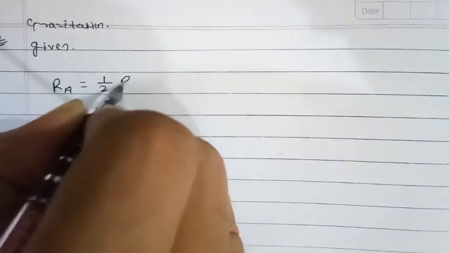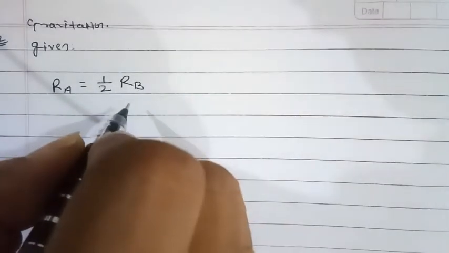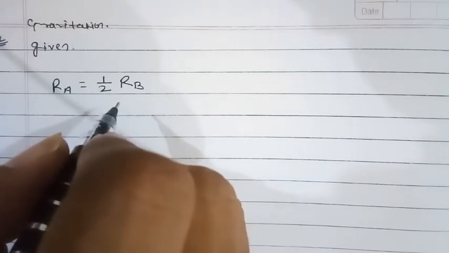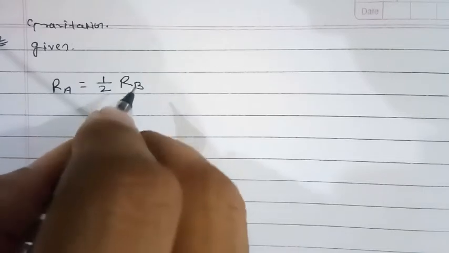Whenever we are solving a question, first we write the given. It is question number 2 of gravitation. So we have to write given. What is given? The radius of planet A, that is RA, is half the radius of planet B. It is given. The radius of planet A is half of planet B. The mass of the planet A.